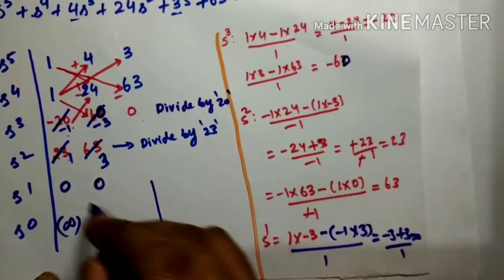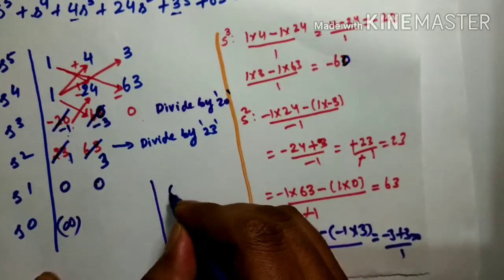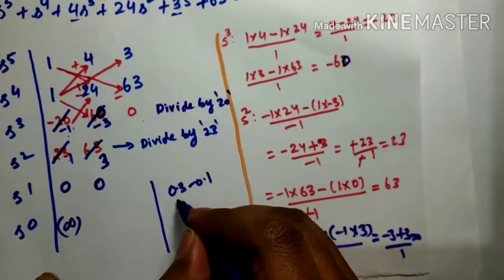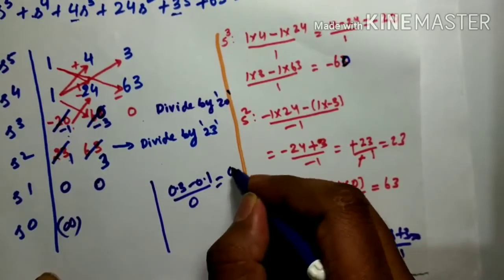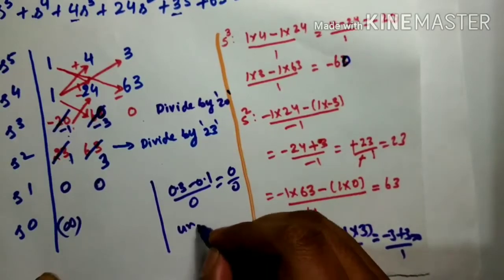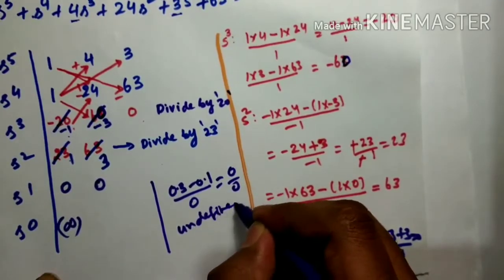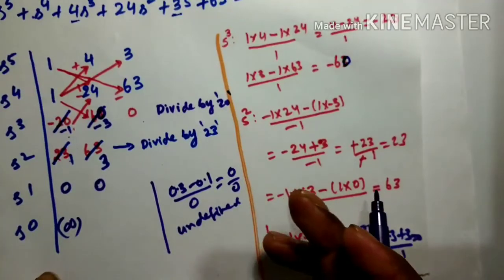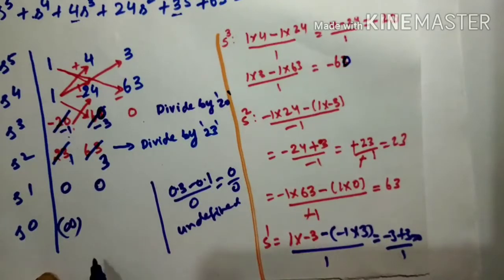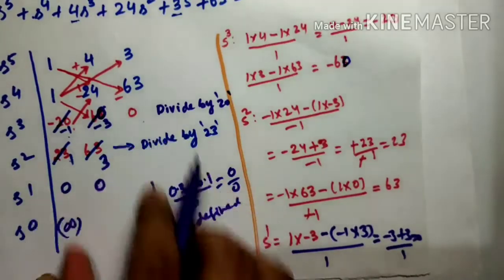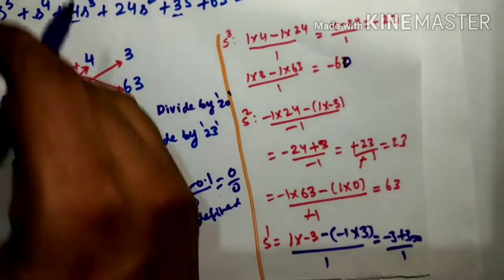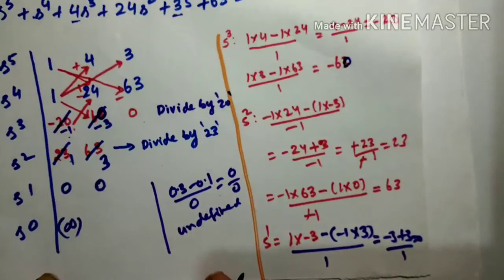You just see here, 0 into 3 minus 0 into 1 by 0, so 0 by 0, this is undefined. It means it is infinity, undefined. This value is undefined, so you can't go ahead. So the Routh stability criterion procedure has failed here, right?